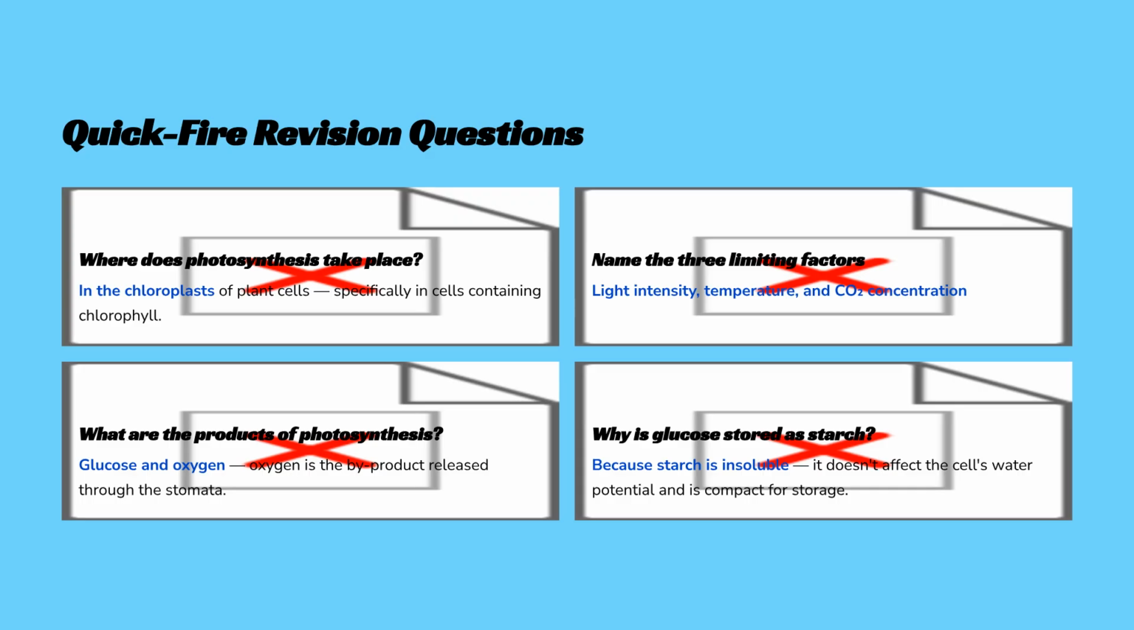Let's review with some quick questions. Photosynthesis occurs in chloroplasts. The 3 limiting factors are light intensity, temperature, and carbon dioxide concentration. The products are glucose and oxygen. Glucose is stored as insoluble starch to avoid affecting water potential.